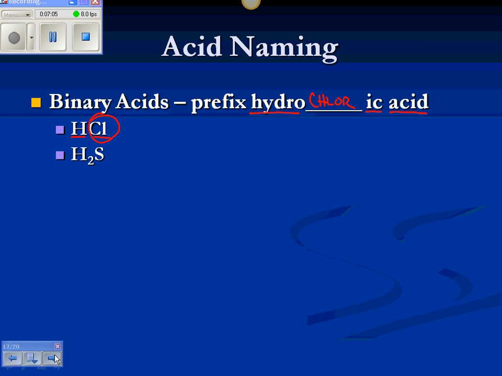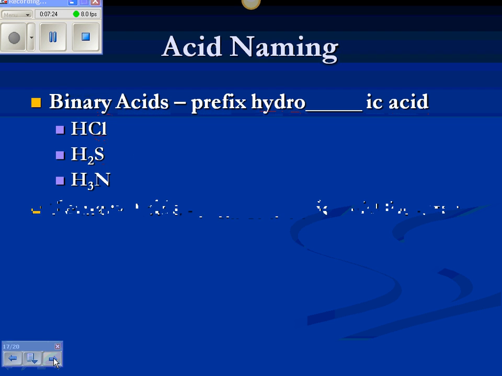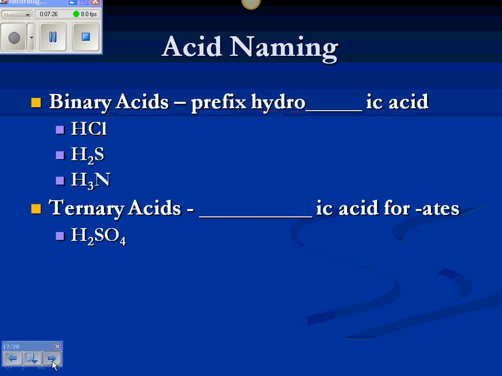So if I take a look at the second example, I see 2 different types of elements. So we call it hydro something ic acid. Okay, I see it's sulfur, so I put in sulfur: hydrosulfuric acid. Now that's for a binary. Okay, hydronitric acid. A ternary acid means that I have 3 different types of elements.